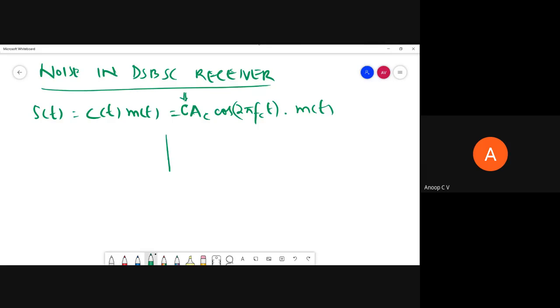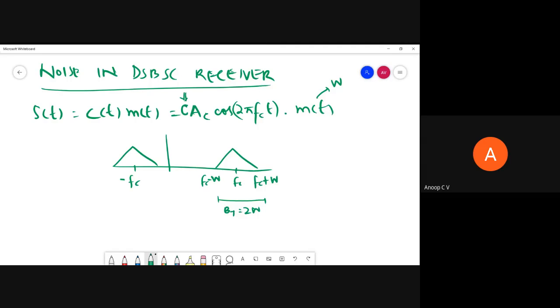If you remember, this s of t will have a spectrum like this, with minus fc and plus fc. If W is the maximum frequency content in m of t, then the spectrum will span from fc minus W to fc plus W. So the total bandwidth BT will be equal to 2W. All these things you know. So this is actually what?